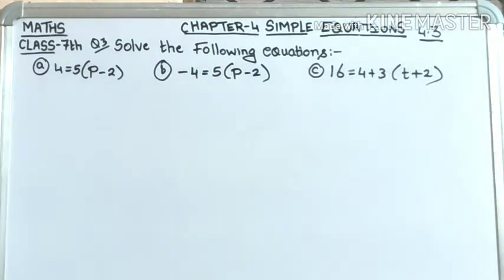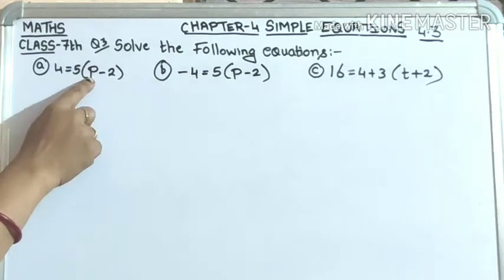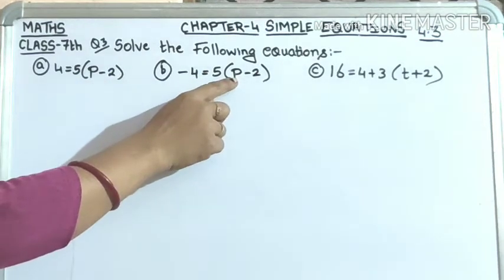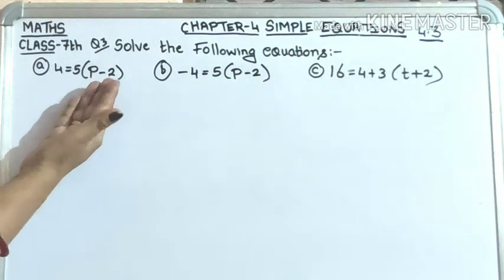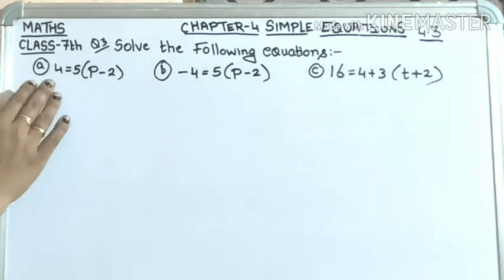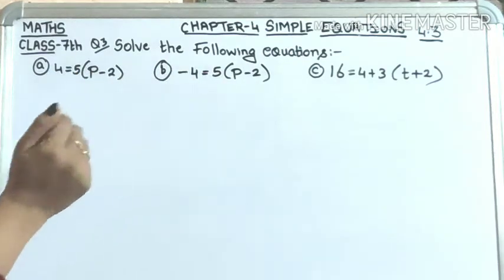This is the same as we did in the earlier questions, question number 1 and question number 2, but the difference is that in those questions the variable was given in the LHS. Here you can see the variable p, in the second one also p, and in the third one t. So these variables in the previous question were given in the LHS, and in this question the variables are given in the RHS.